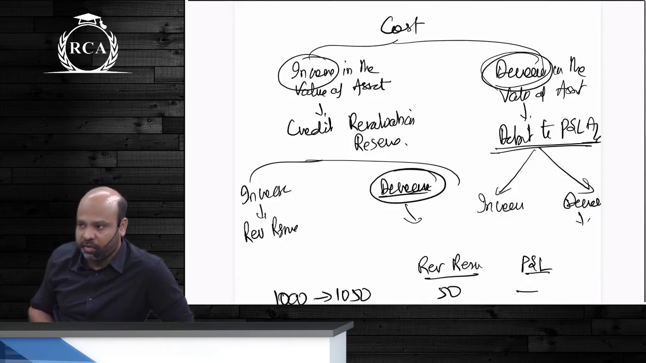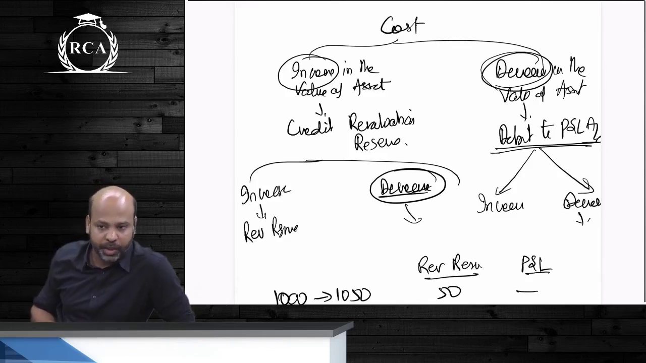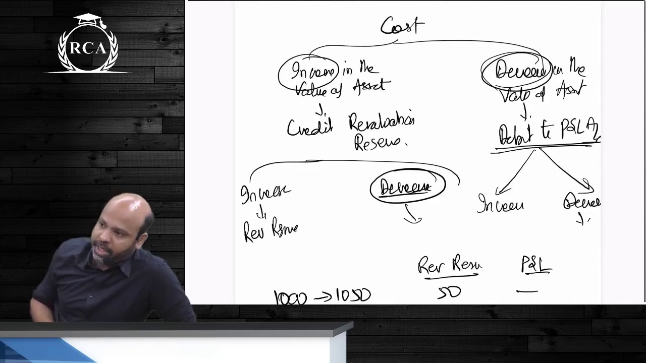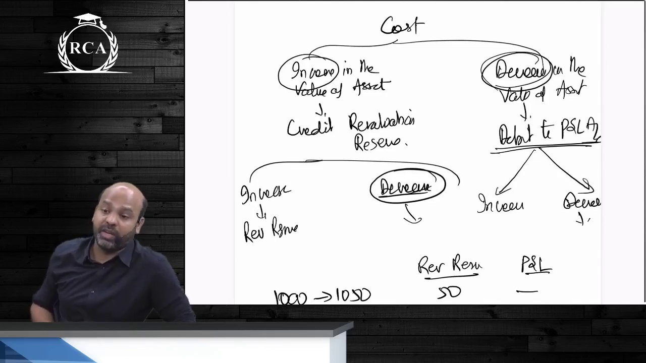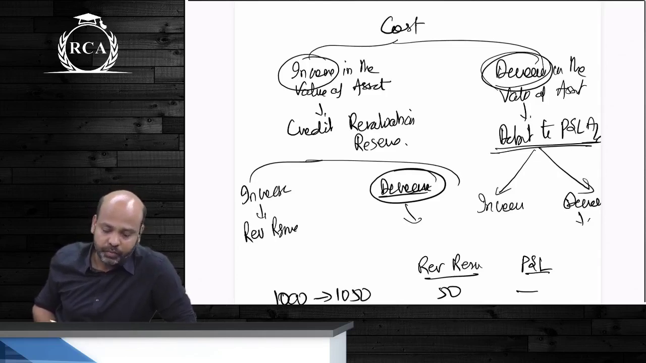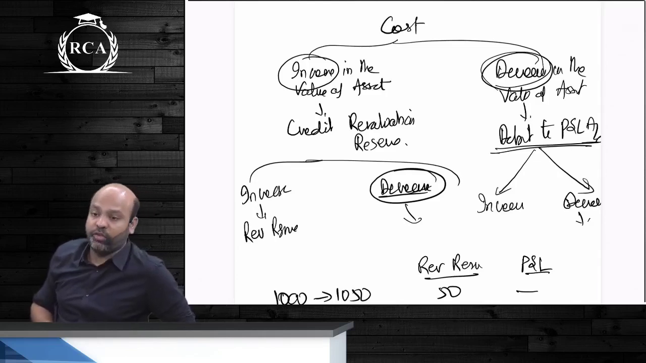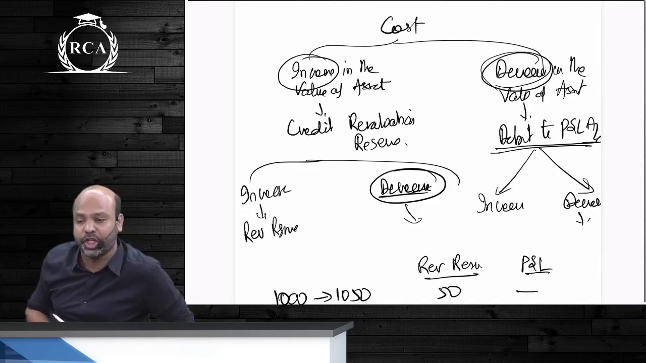If there is a decrease in the value of the asset, we know that we have debited it to P&L account. After a decrease, if there's a subsequent decrease, what will you do? Again debit to P&L account. After a decrease, if there is an increase, to the extent of the earlier decrease, you can credit to P&L account. The excess amount will be transferred to revaluation reserve.